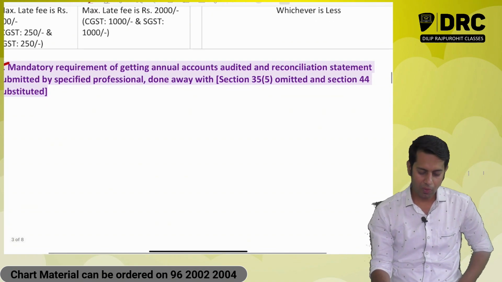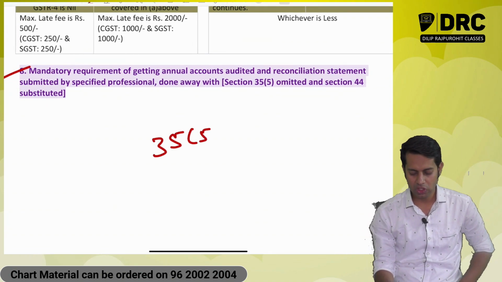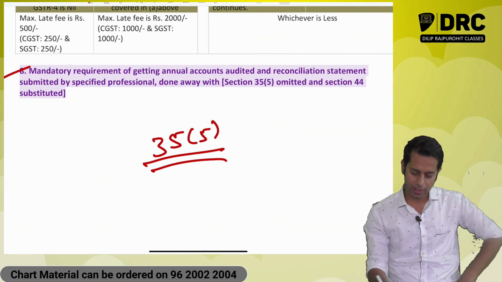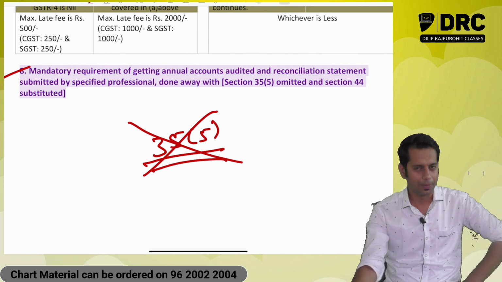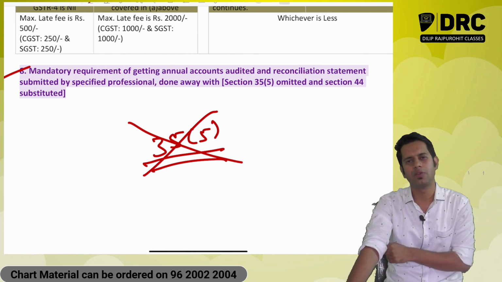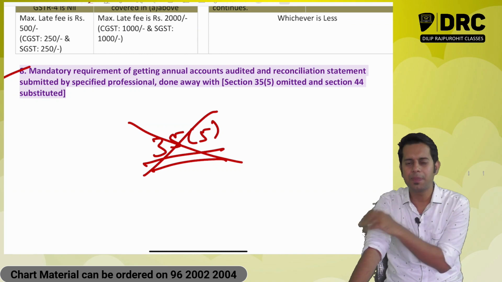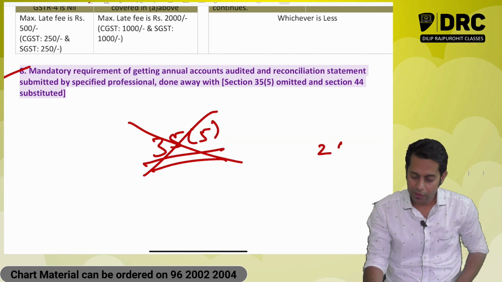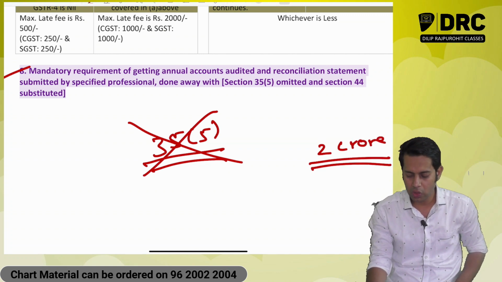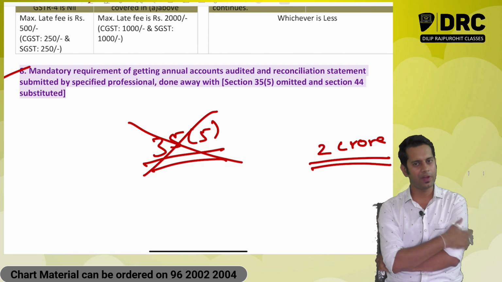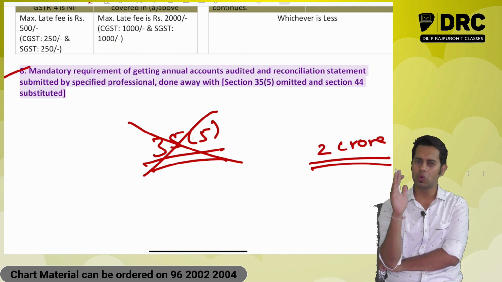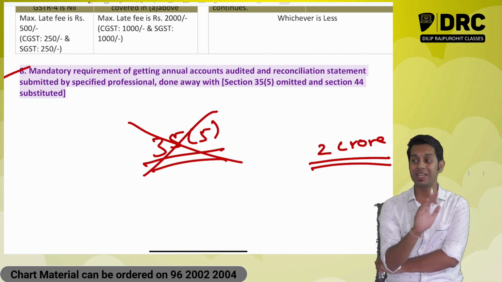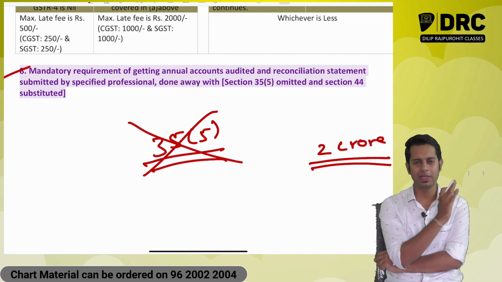Now, there was one provision with regard to GST audit, section 35 subsection 5. This provision has been removed. Before, this section 35 subsection 5 said a registered person's books of accounts are required to be audited by a chartered accountant or a cost accountant if the aggregate turnover crosses rupees 2 crores in a particular financial year. This is under GST law, not under income tax. Income tax, it is still there.